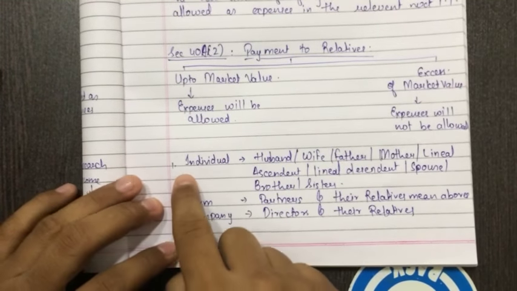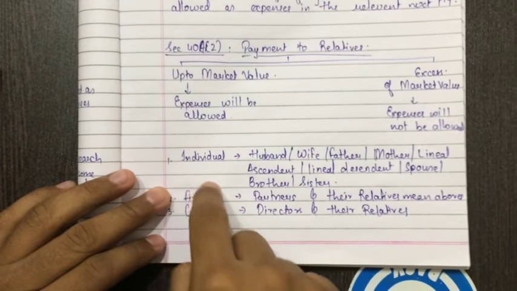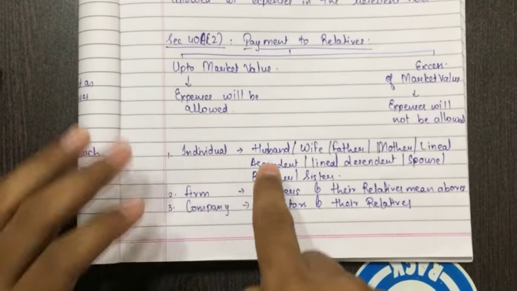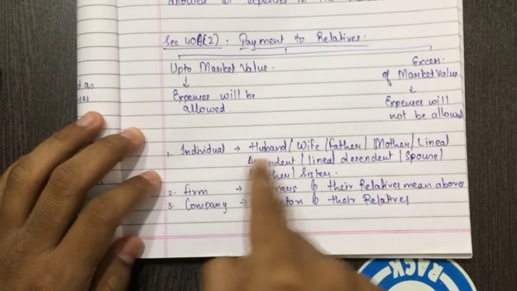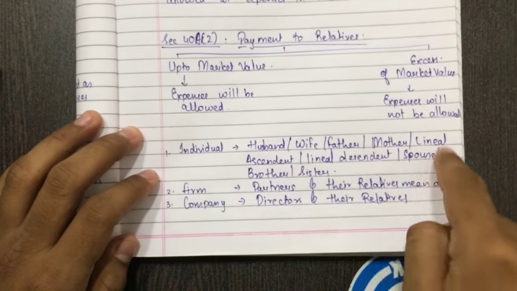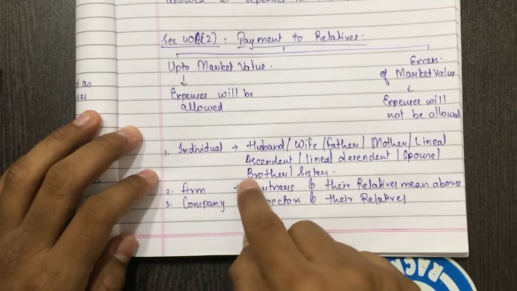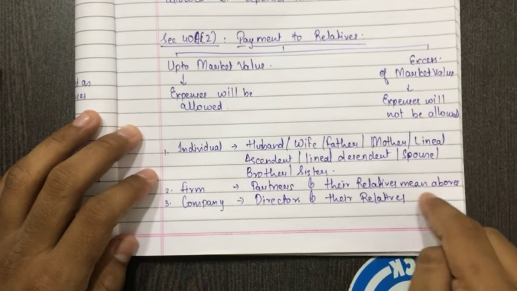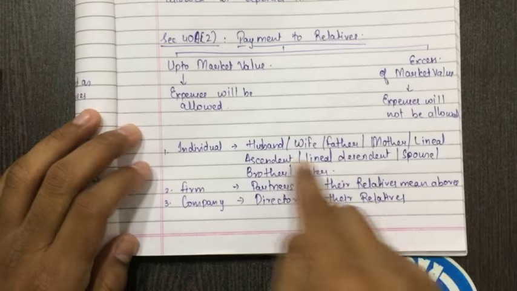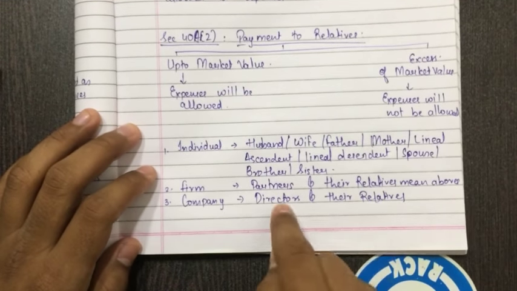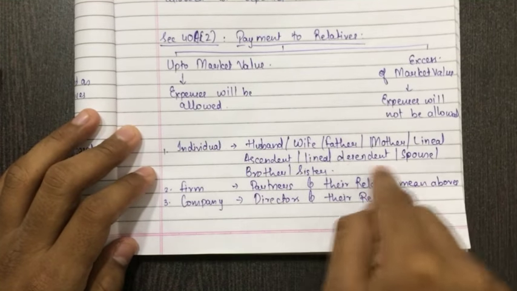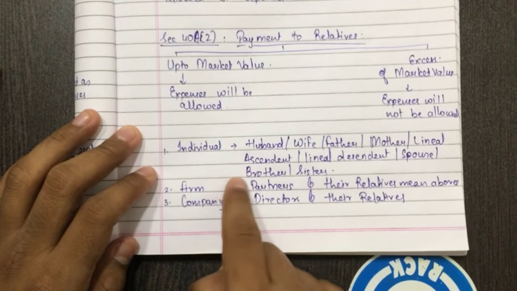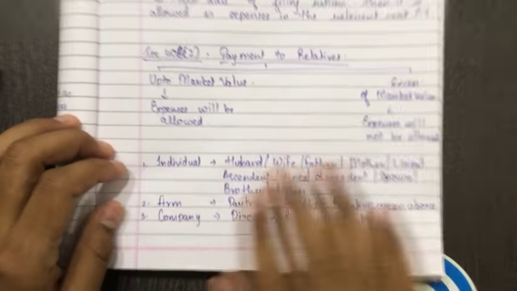The following are the relatives if the business is carried by an individual: husband, wife, father, mother, lineal ascendant, lineal descendant, spouse, brother, sister. If the business is a firm, partners and their relatives mean the above. For a company, directors and their relatives mean all the above: husband, wife, father, mother, lineal ascendant, lineal descendant, spouse, brother, sister. That's it.